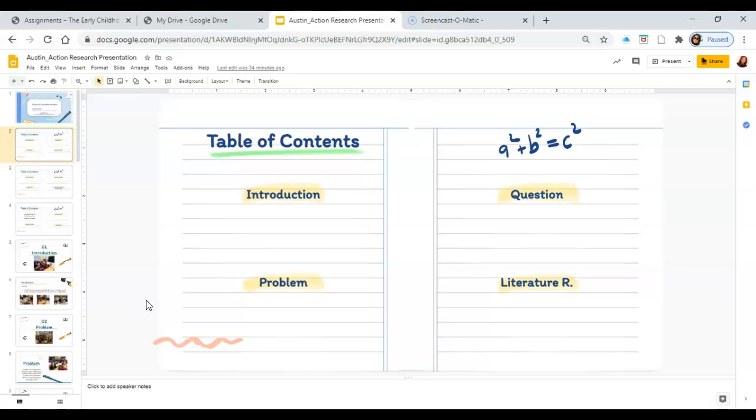So I'm going to start with my table of contents. First, we'll have our introduction, the problem that I addressed, the question that I attempted to answer, what I learned from conducting my literature review, my action plan, my results, how I will use the results, things I would do differently, what I learned from doing the action research project, my new problem that I identified, and then my references, and my thanks to the person who created the template for the Google slide.